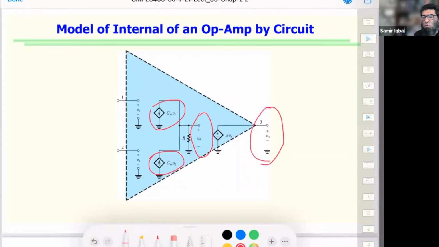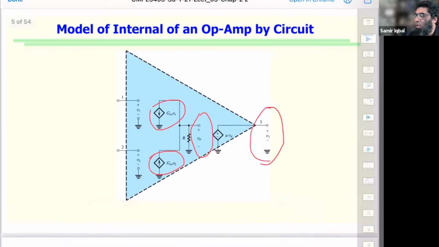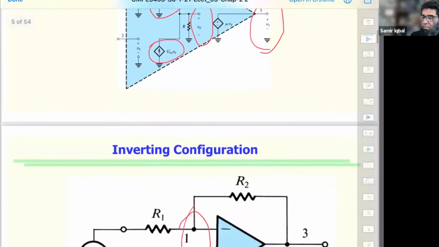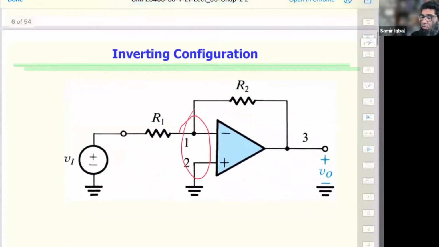We will not go too much into the internal operation of the amplifier, but we'll see how we use it in a circuit, and what we are generally interested in is gain. What would be the gain and how we can control it.